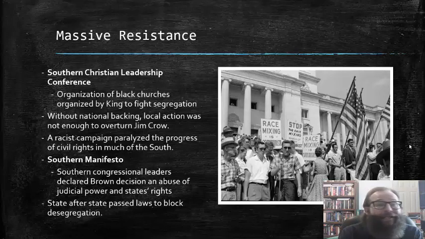Without national backing, however, local action was not enough to overturn Jim Crow, and the efforts to do so were met with a racist campaign which paralyzed the progress of civil rights in much of the South. Southern white leaders issued the Southern Manifesto, where Southern congressional leaders declared the Brown decision as an abuse of judicial power and states' rights, and vowed to fight back against desegregation efforts, and state after state in the South passed laws to block desegregation.